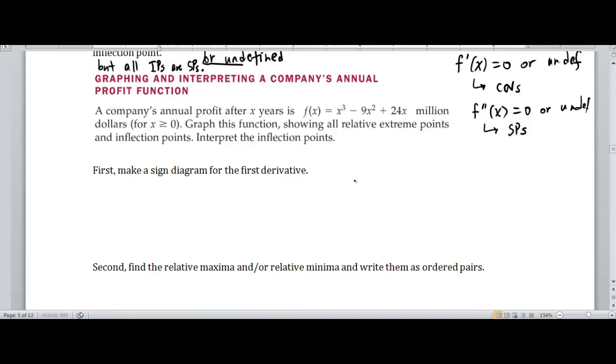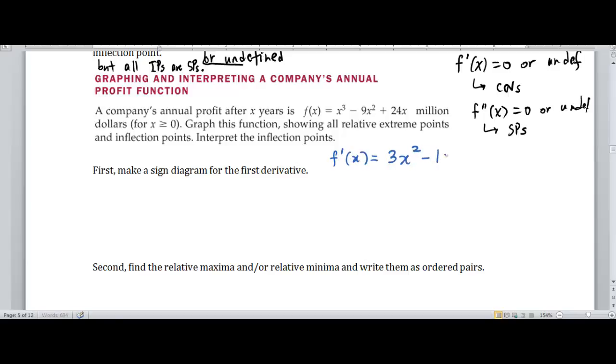Let's look at an example. A company's annual profit after x years is given by this function, which is in millions of dollars. Graph this function showing all relative extreme points and inflection points. Interpret the inflection points. First thing we have to do is make a sign diagram. Before we can make a sign diagram, we have to find the derivative. So let's take the first derivative.